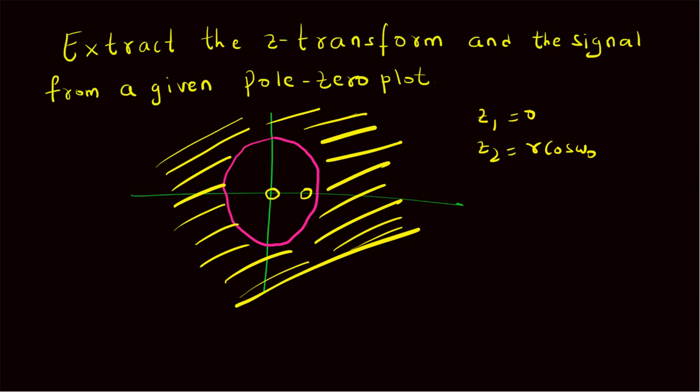Now we also have two conjugate poles, that is two poles that are conjugates of each other. One is at R e power j omega naught, that is at this point. And the other is at its conjugate location, R e power minus j omega naught. That is, P1 equals R e power j omega naught and P2 equals R e power minus j omega naught. Now this is the given information. We have to find the corresponding Z transform and also the signal.